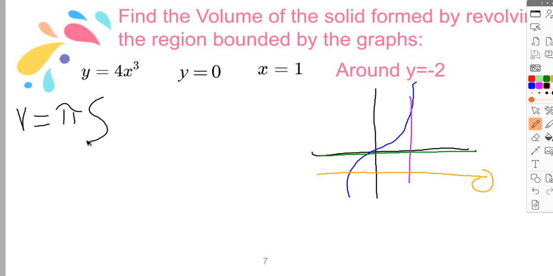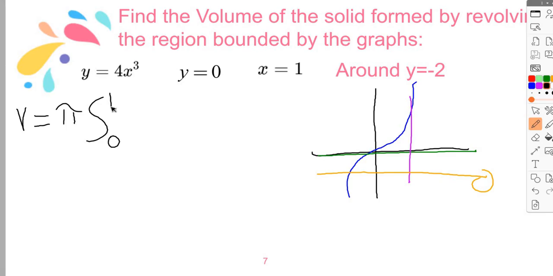Like 0 to 4? Nope. I agree with 0. What is this line at? X equals 1, right? And it's a horizontal line, just like my x-axis is horizontal. If I'm rotating around a horizontal line, that means I'm in terms of x's. So I want x equals 0 to 1.